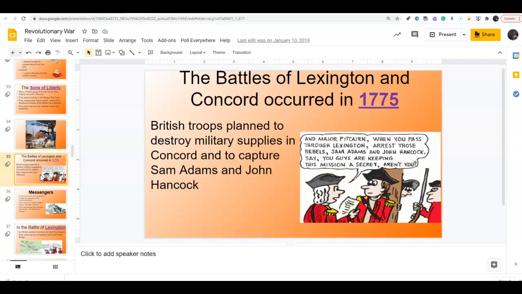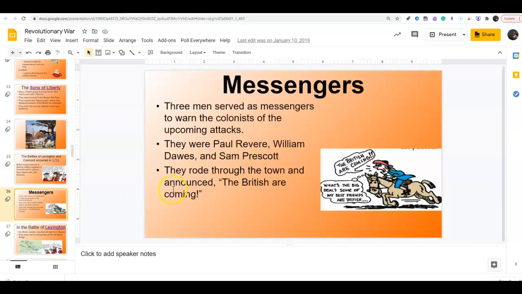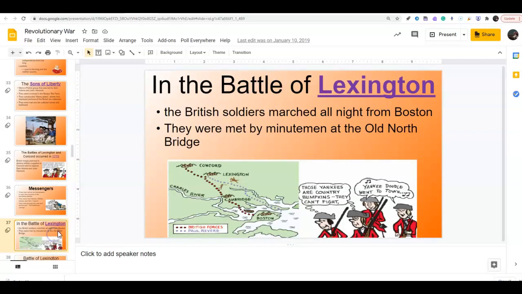So now we are moving on to the battles. The first battle is of Lexington and Concord. This is where Paul Revere did his famous ride. Lexington and Concord is where our first battles would be. So the British are trying to capture a couple of our main founding fathers, and this is where Paul Revere, William Dawes, and Sam Prescott make their rides to let it be known that the British are coming.